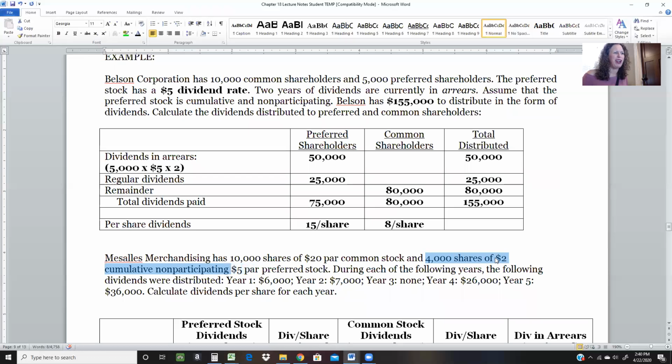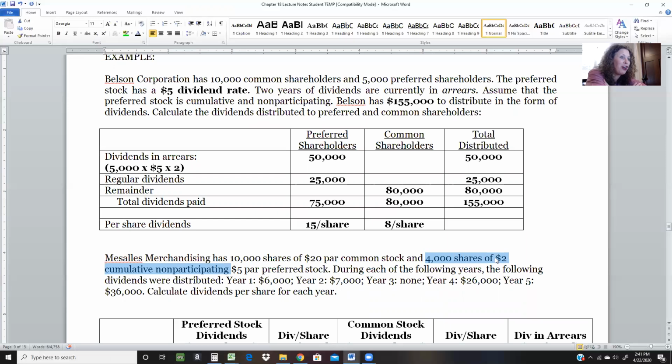Now, I don't care about the par value. That's just how we determine how much goes in the preferred stock account versus the paid in capital in excess of par account. But I've got 4,000 shares and it's $2 per share. So see, it says $2 cumulative non-participating. Cumulative meaning we got to take care of arrears. Non-participating means they get what they get and they don't throw a fit.